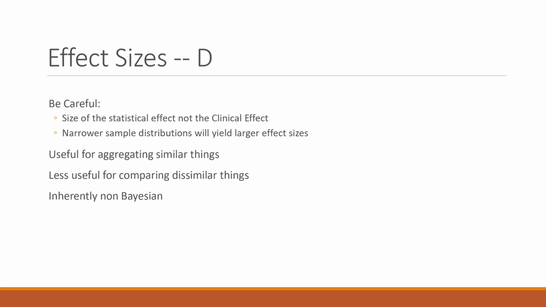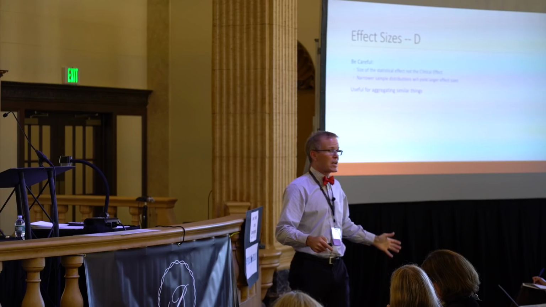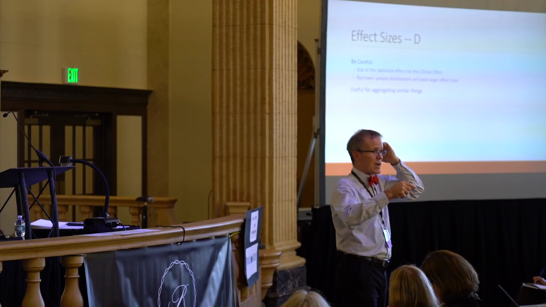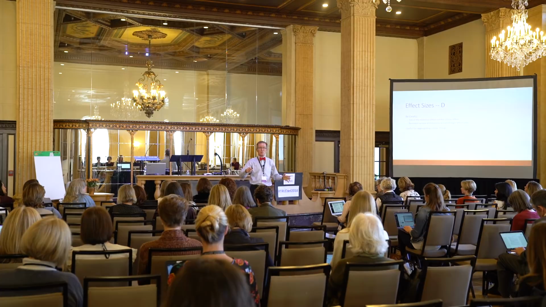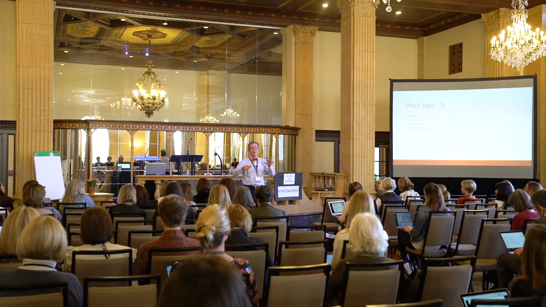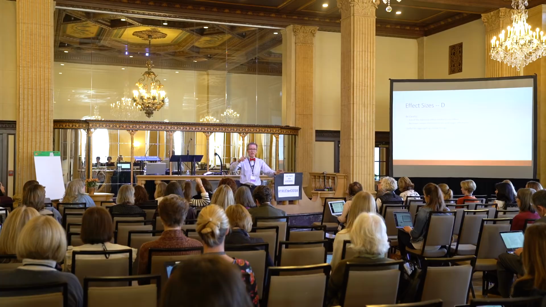Effect sizes are most useful for aggregating similar things, like they did in the NRP. Take a lot of people who did research on the impact of phonics and phonemic awareness instruction. Those are similar studies. They use different statistics and different designs, so you use effect sizes to aggregate all that together and say something about the pool of that data. They're much less useful when you're using them, as they do in What Works Clearinghouse, to compare one thing to another and say which one is better. They're not really meant for that.